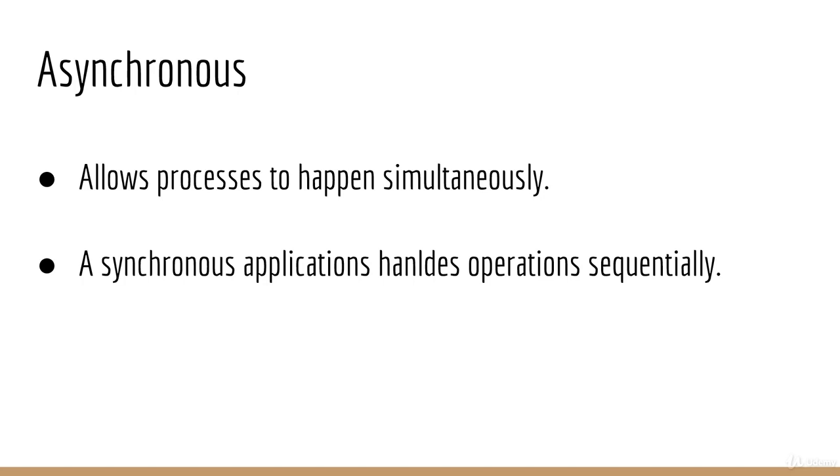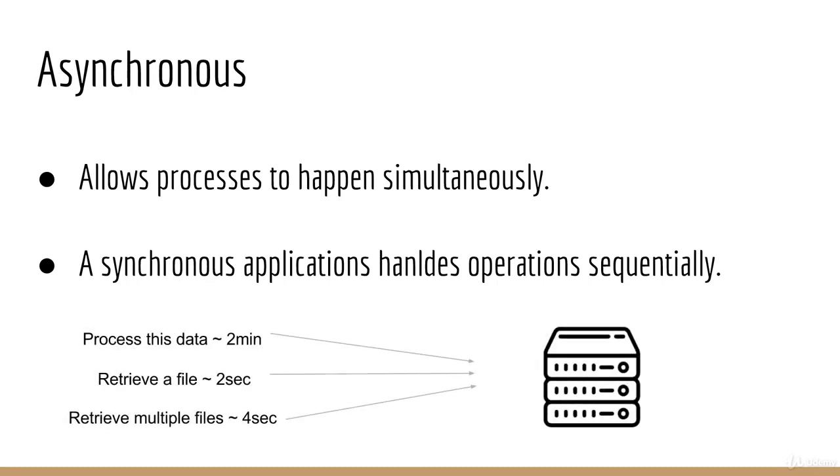But if the application wants to do more than one thing, it has to block the next operation until the current one finishes. Let's go back to our server example. In a synchronous system, let's say the server is currently processing a huge amount of data that is taking 2 whole minutes to complete. A new request comes in to grab information and retrieve a small file with just a couple lines of information in it. This process takes 2 seconds. But the 2-second data retrieval needs to wait until the whole 2-minute data processing completes in order to occur.